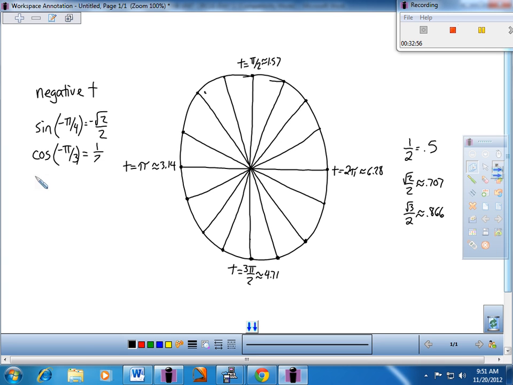Let's try maybe just one or two more of the negatives and just keep this going. How about this one? How about sine of negative 5 pi over 6?